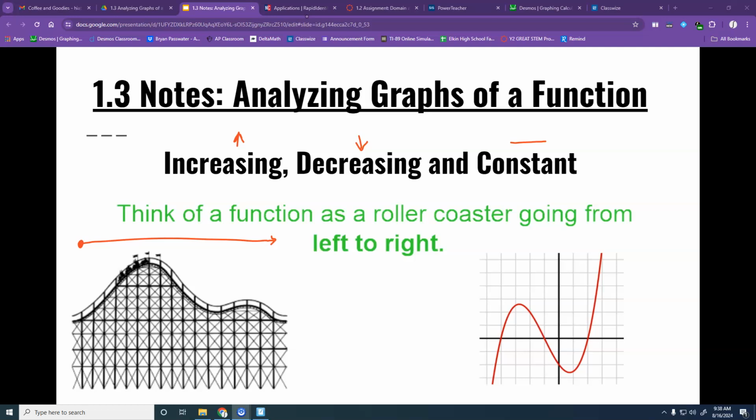So you're thinking of just if you were riding this roller coaster, are you going up the hill or are you going down the hill, right? Increasing height, decreasing height. If you think of it that way, you'll be able to do these pretty well.